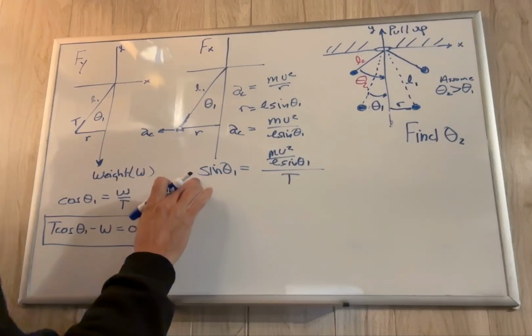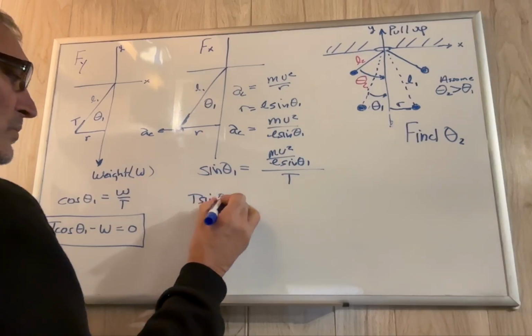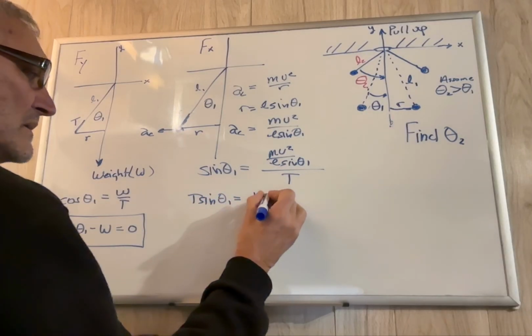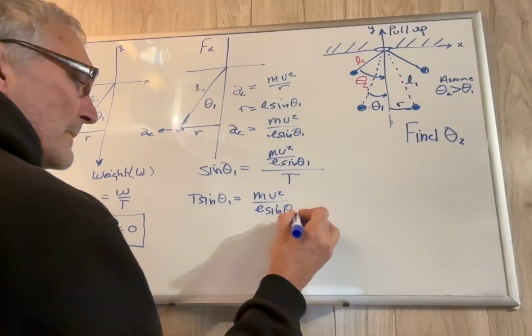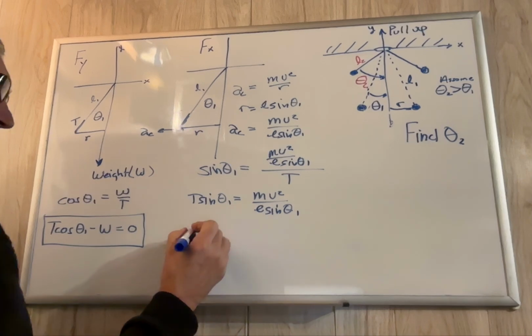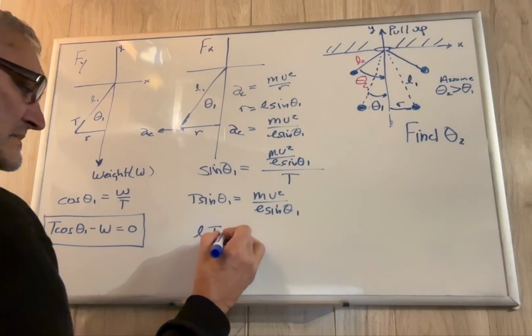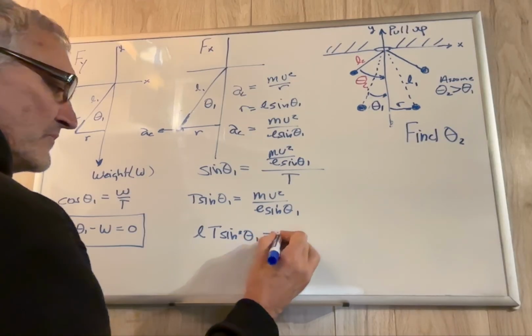So therefore we can bring the T over here. We're going to have T sine theta 1 equal to mv squared divided by L sine theta 1. Well, let's multiply both sides by L sine theta 1. You're going to get L times T times sine squared theta 1 equal to mv squared.